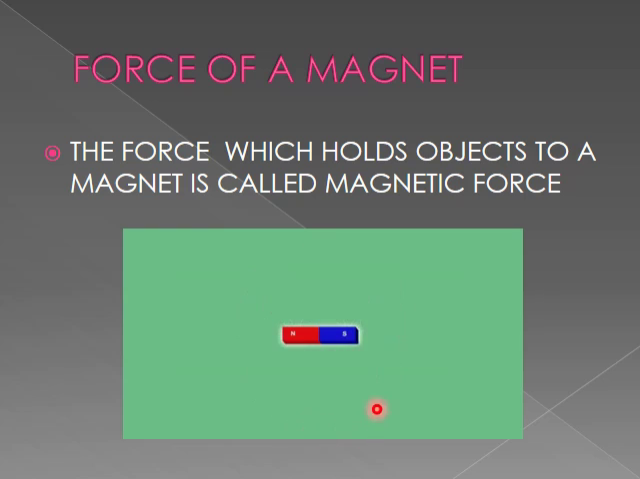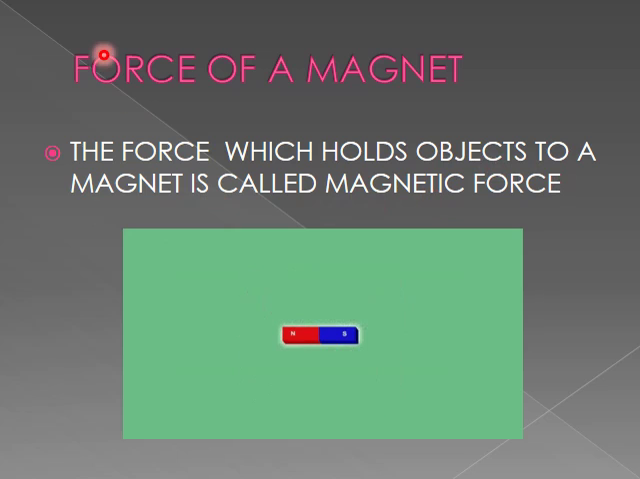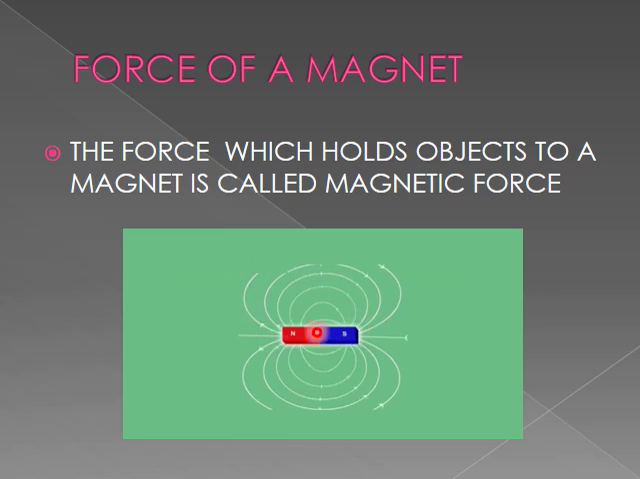The force which holds objects to a magnet is called a magnetic force. You can see here, my dear students, how the magnetic force comes out from the north pole and enters into the south pole. So, you can easily see the north pole and south pole magnetic forces.